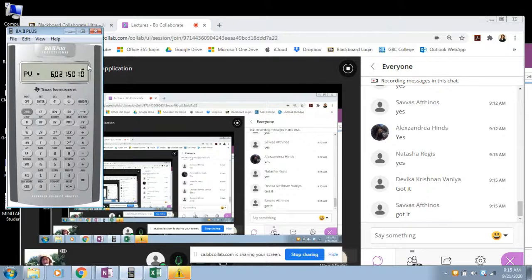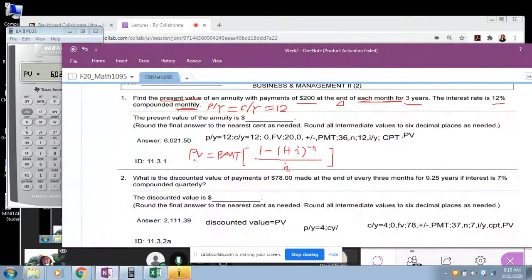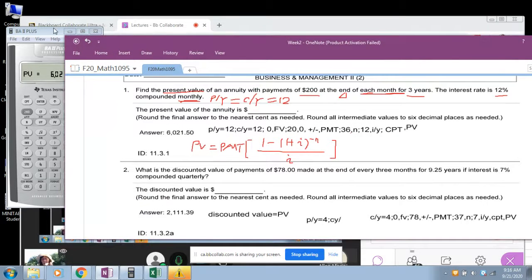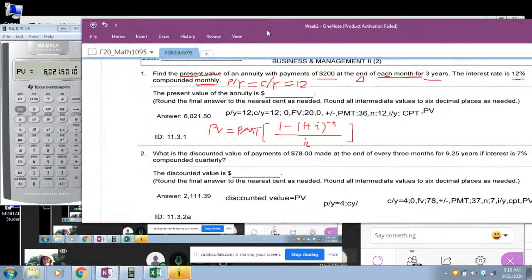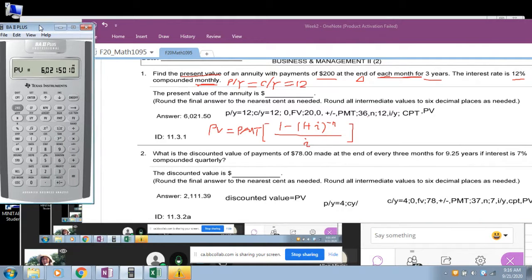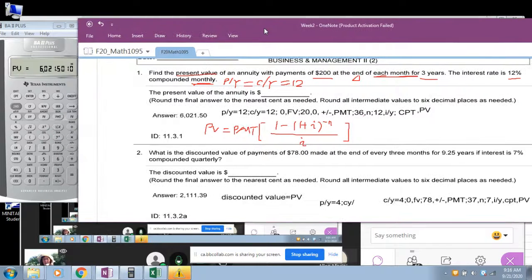So I'm going to use the formula. The question asks for the present value. Present value equals PMT times 1 minus 1 plus I raised to the power negative n, divided by I. I also strongly suggest you use this formula to see if you can come up with the correct answer. The more tools you have, the more powerful you are. When you can use 2 tools, why stick with 1?